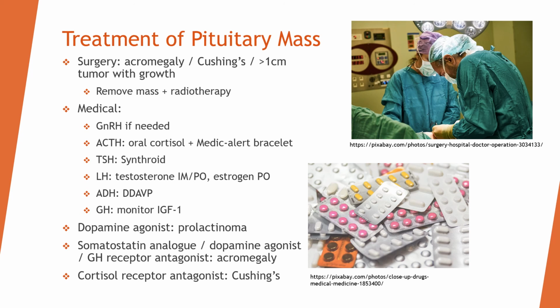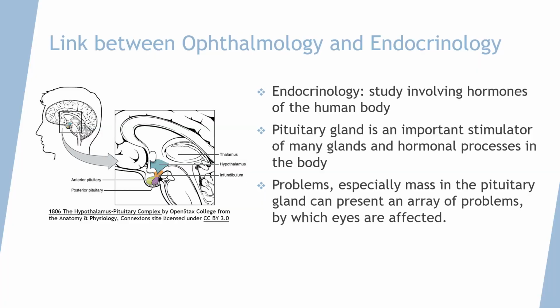Dopamine agonists can be given for any prolactin producing tumors, and a somatostatin analog, dopamine agonist, or growth hormone receptor antagonist can be given for acromegaly symptoms. A cortisol receptor antagonist can be given for Cushing's. So hopefully through this presentation we were able to demonstrate that the pituitary mass represents a good link between ophthalmology and endocrinology.